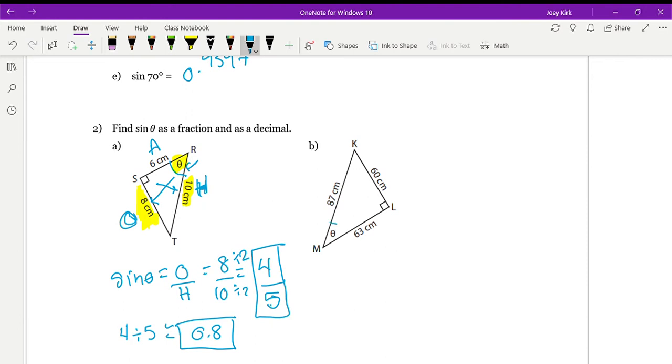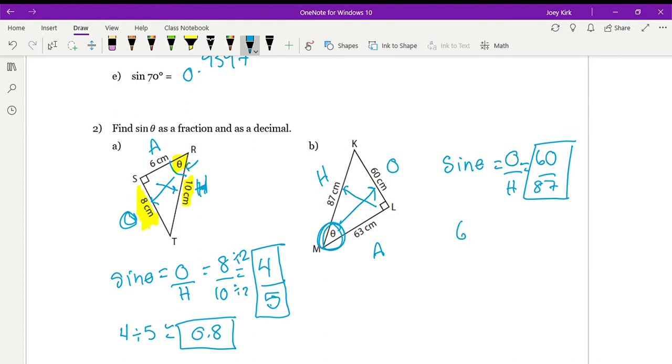All right, so the sine ratio for this triangle, we're going to label it first: opposite, hypotenuse, adjacent. Again, these are the same numbers, but now we're looking at the sine ratio, not the tangent ratio, for the angle theta, which is right here. That's our angle of interest. We know that sine theta is the length of opposite over length of hypotenuse, which in this case is 60 over 87. That cannot be reduced. And then if we do 60 divided by 87, we get the actual decimal number, 0.6897.